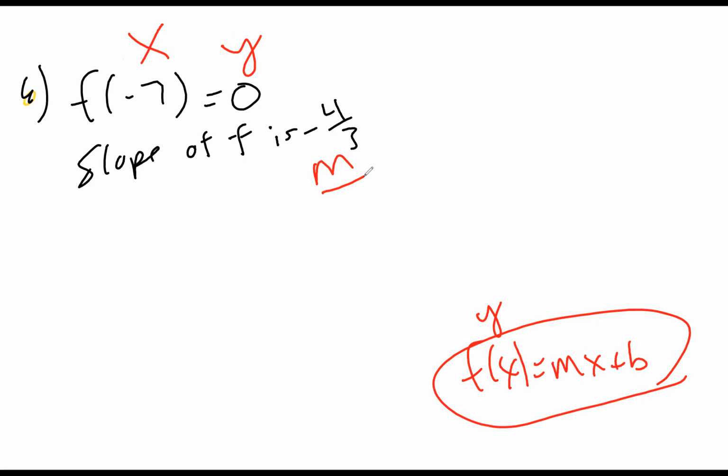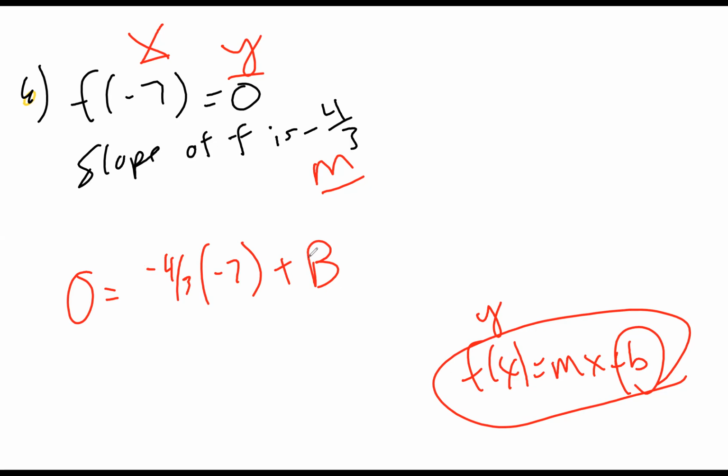Well, I have an m, I have a y, I have an x. What I don't have is this b value, so I have to solve for that. I'm going to say, okay, y equals mx plus b. I'm going to say 0 for my y equals m, -4/3, x is the -7, and then plus a b, which is what I don't know. So I'm trying to solve for b in this particular problem.